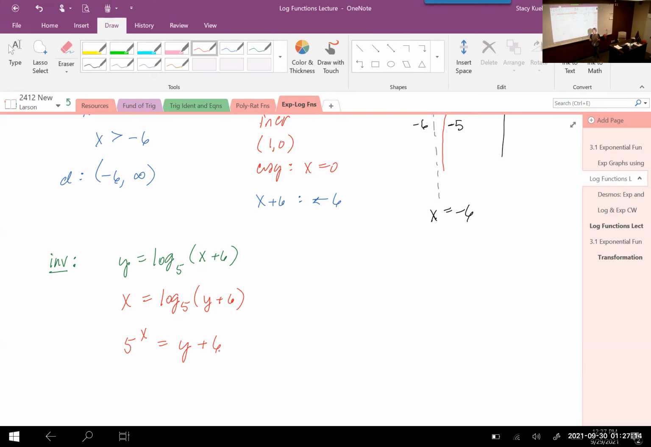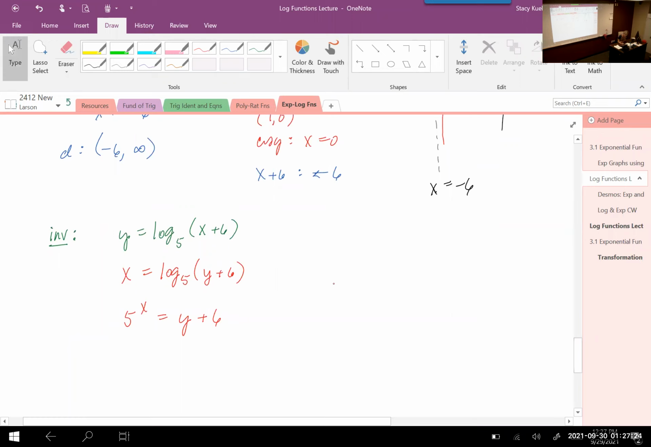Now y is not hiding in the argument position anymore. It's free for us to be able to do anything with, and we would subtract 6 from the left-hand side. So I would have 5 to the x power minus 6 equals y. So the inverse of our original log base 5 function is 5 to the x minus 6.